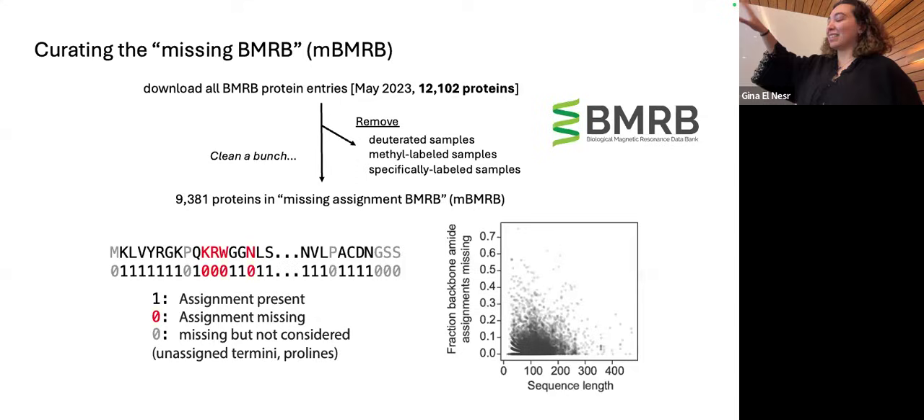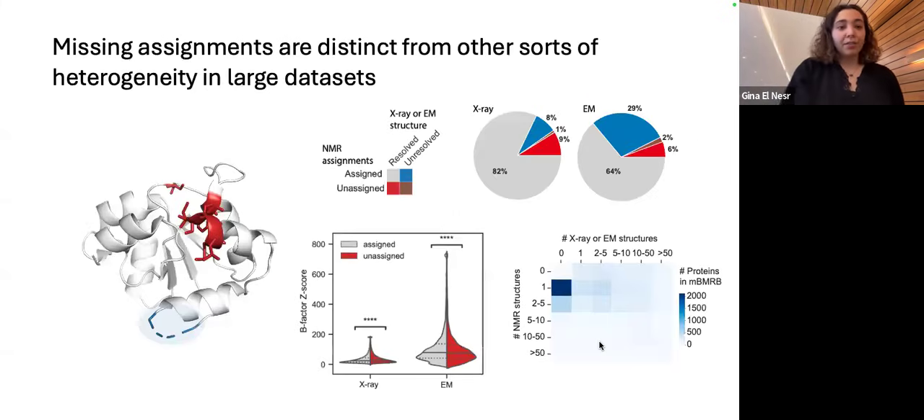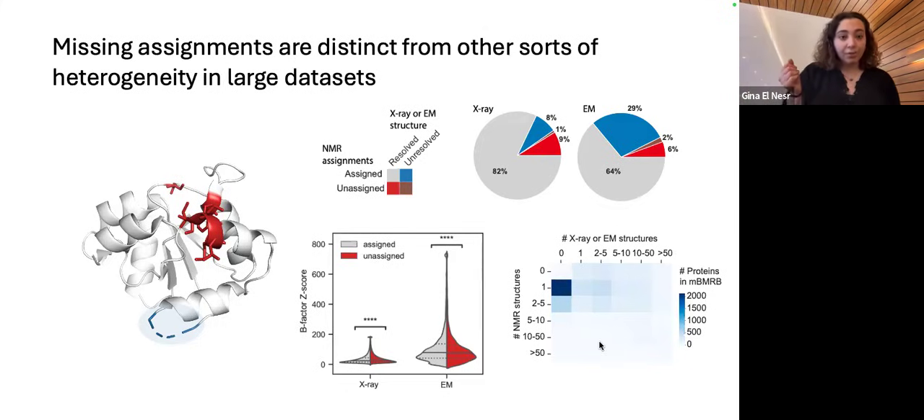So we make this assumption that assignments are missing, and we use that to collect and curate that data. What we wanted to ask is whether this missing data is similar to or different from other forms of data that we have. Missing assignments are actually distinct from other forms of heterogeneity in larger data sets. So we looked at crystal structures, and the same sequences in cryo-EM, and so on.